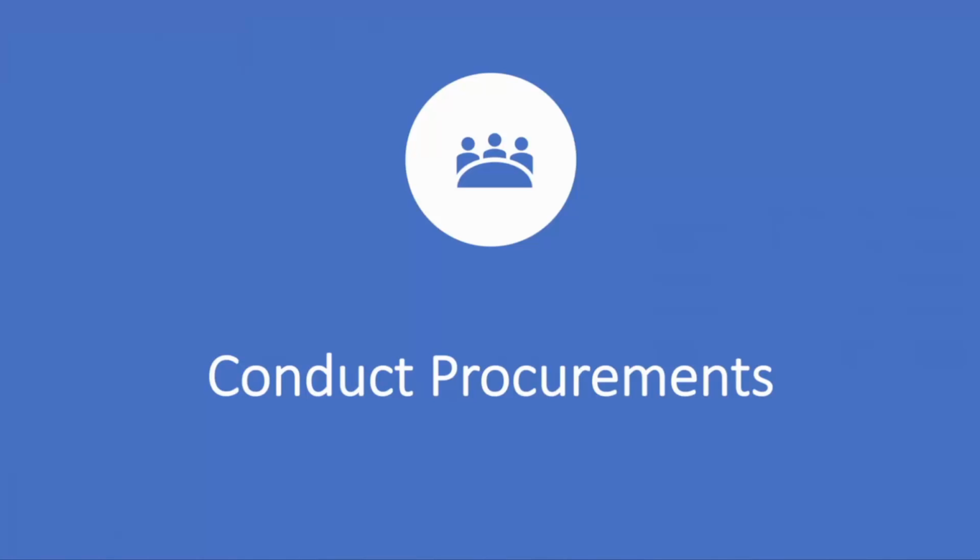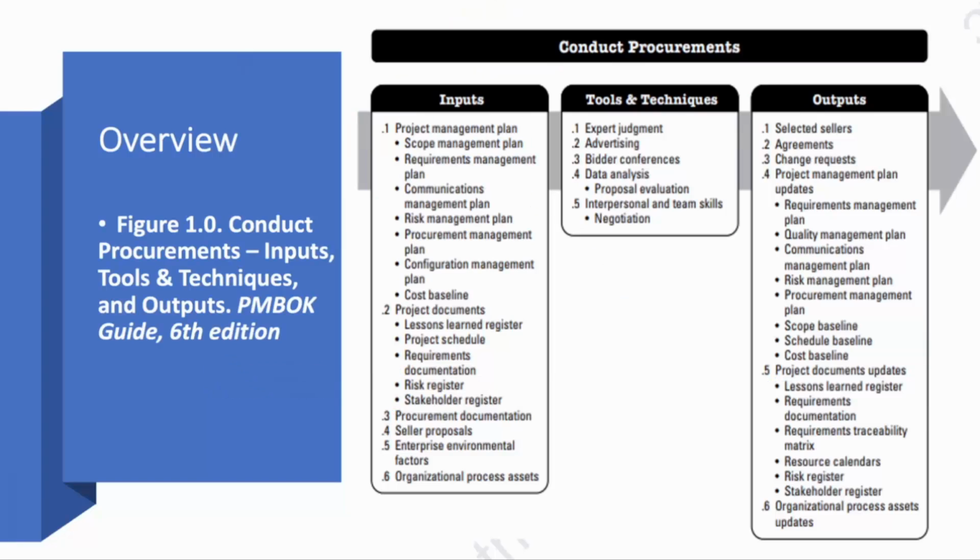Thank you, Lin Yu. Now we'll be talking about conduct procurements. Conduct procurements describes the process of obtaining seller responses, selecting a seller, and the awarding of a contract. The key benefit of this process is that it selects a qualified seller and establishes a legal agreement for delivery. The end result are agreements such as formal contracts. This process is performed throughout the project as needed.